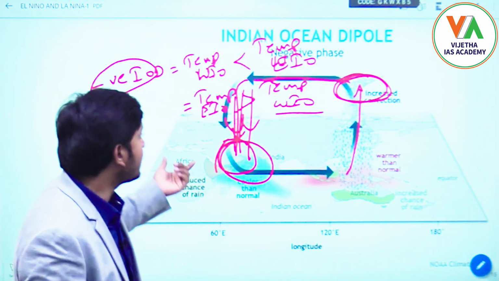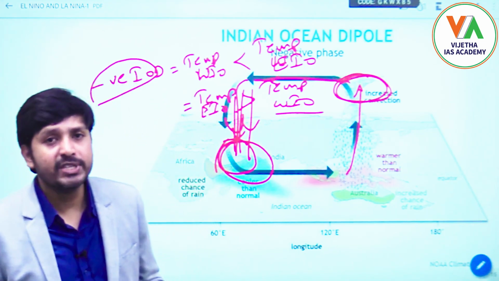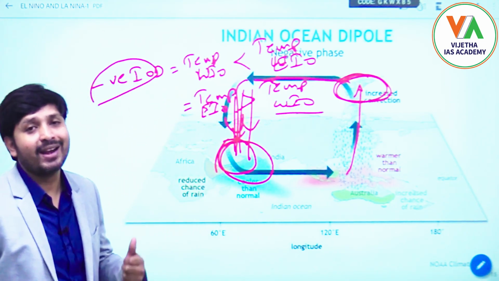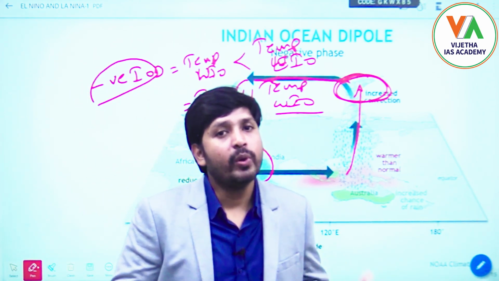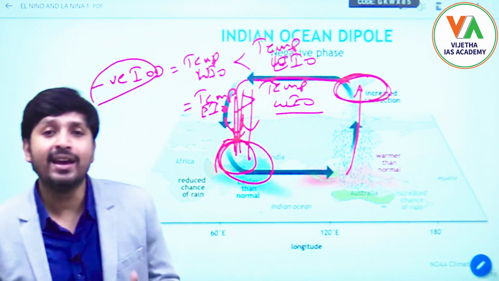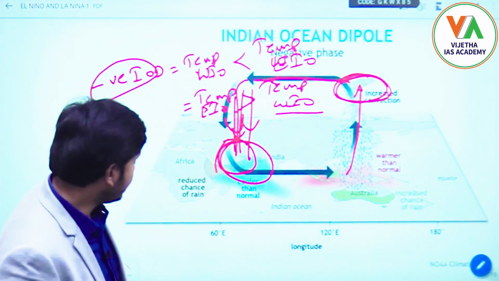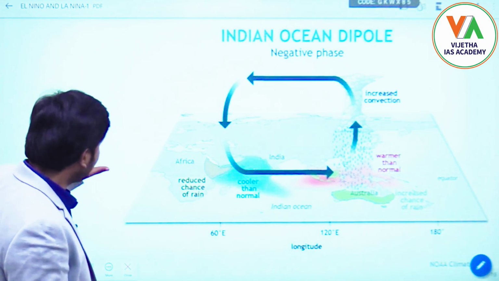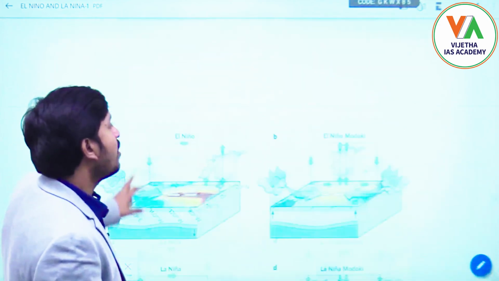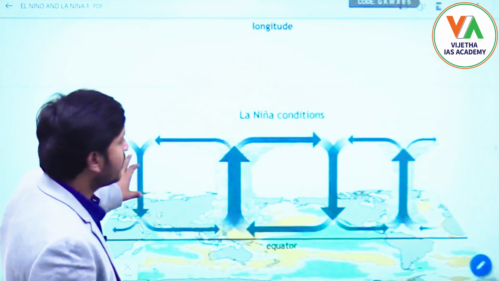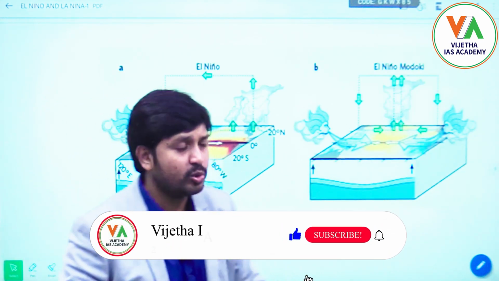Is it clear? So this is how we have to connect Indian Ocean dipole with our monsoons, especially positive Indian Ocean dipole and negative Indian Ocean dipole, and also how the Madden-Julian oscillation is associated with our Indian monsoon, and also we have to know how El Nino and La Nina are associated with our Indian monsoon. Okay, is it clear? So after this, there is one more small topic associated with these two, which is called El Nino Modoki and La Nina Modoki. Okay, so El Nino Modoki and La Nina Modoki. These are just very small topics.